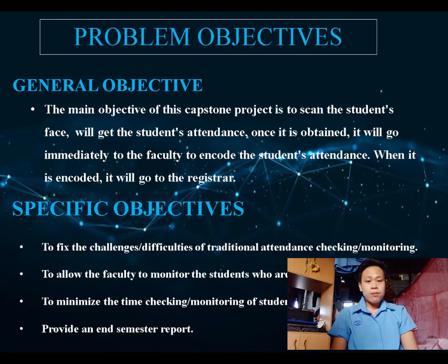Next are the specific objectives. There are 4 specific objectives in our capstone project. First is to fix the challenges and difficulties of traditional attendance checking and monitoring. Next is to allow the faculty to monitor the students who are not active in school. Next is to minimize the time spent checking and monitoring the students. Last is to provide an end-of-semester report.